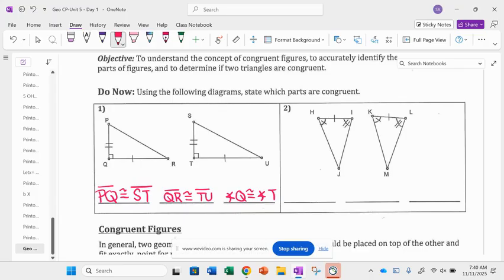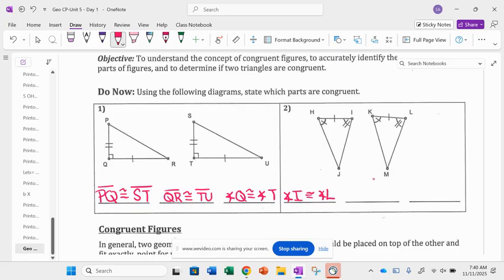Jonah, in number 2, tell me something that's congruent based on the markings. Perfect. Angle I has a loop with 2 slashes. Angle L has a loop with 2 slashes. So angle I is congruent to angle L.